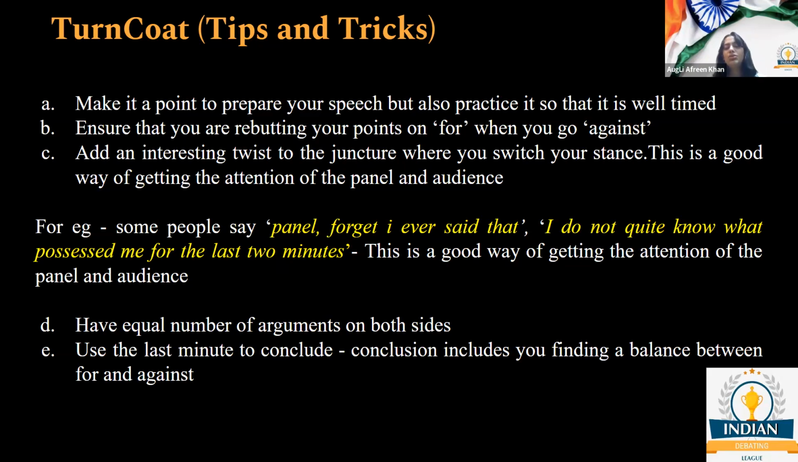The fourth thing that you need to know is to have an equal number of arguments. What does that mean? If you have 1 minute for speaking for the motion, supporting it, probably have 3 reasons why you should support it. And then if you're speaking against it, also have 3 reasons why you should oppose it. If you're using 2 reasons for and 3 reasons against, that doesn't look like you're dividing your time equitably. You're supposed to have an equal number of arguments for both sides. Lastly, make sure you use the last 30 seconds to conclude in such a way that you find the balance between for and against.